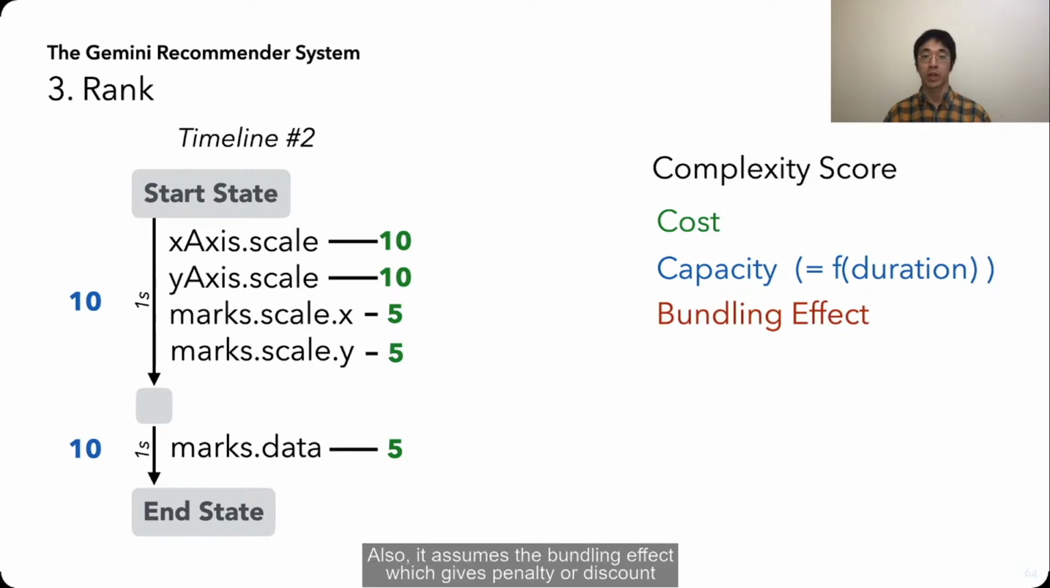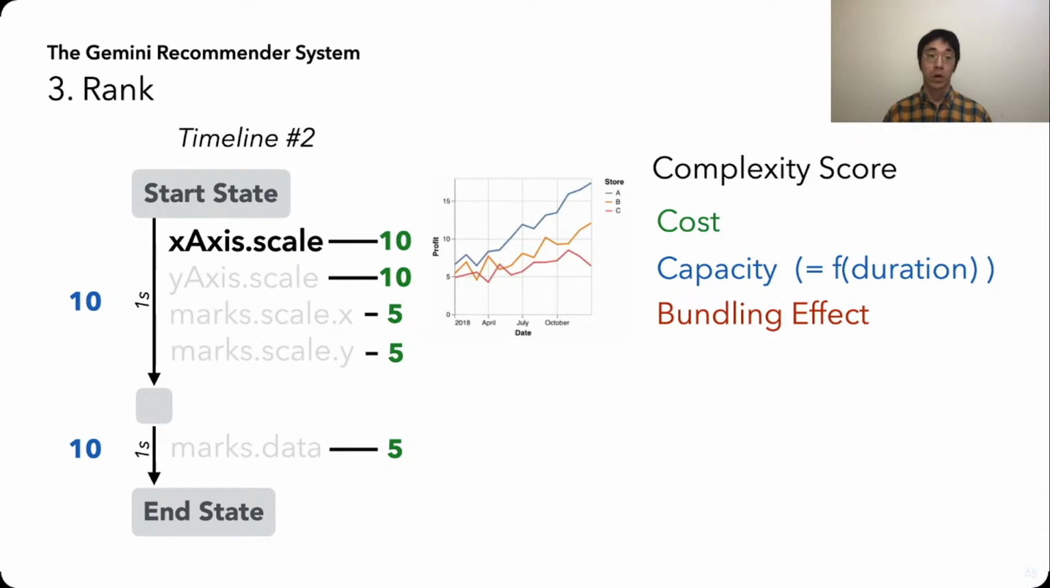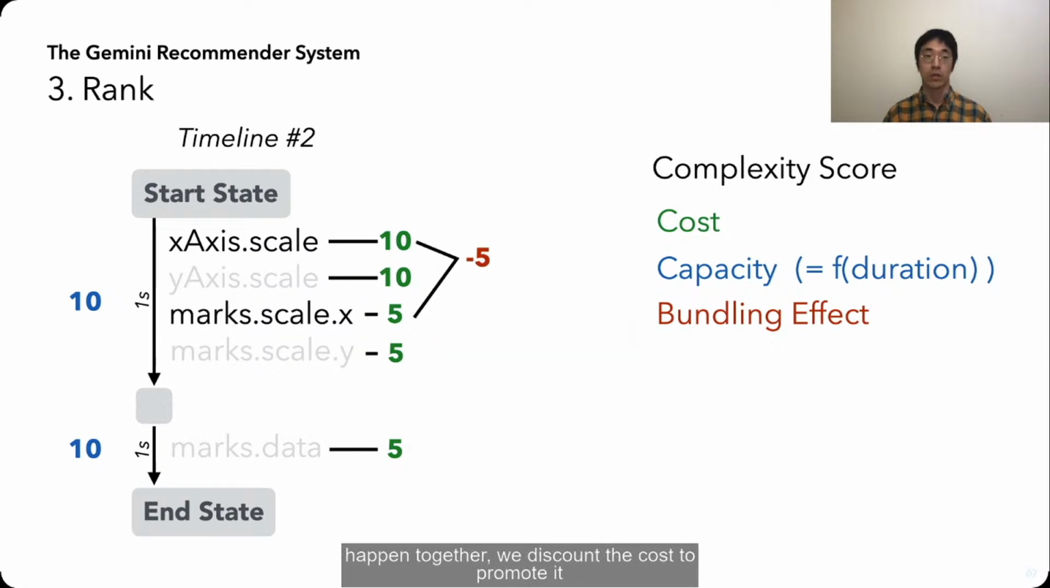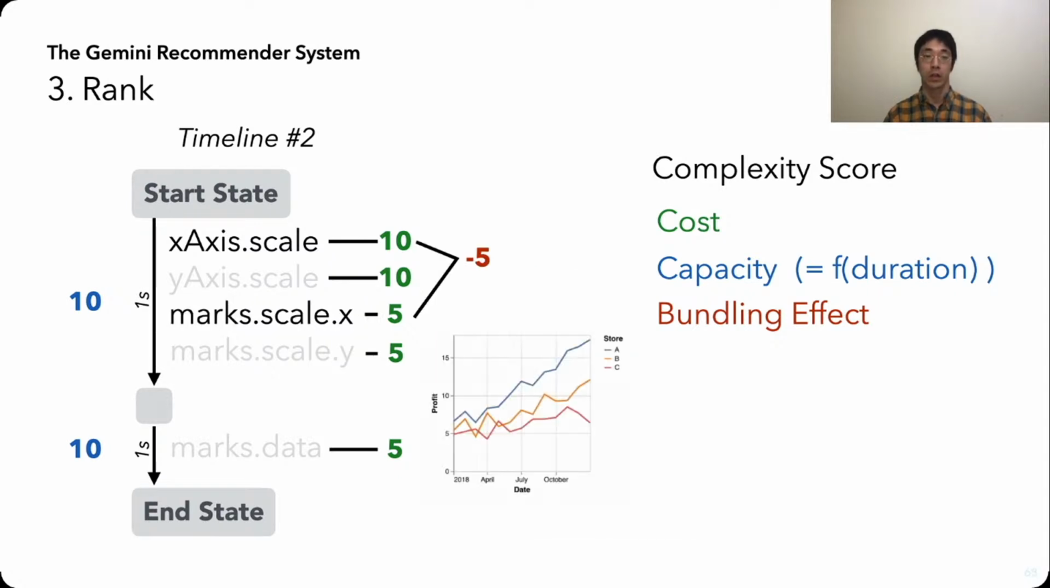Also, it assumes the bundling effect, which gives penalty or discount when certain changes happen simultaneously. For example, if this x-axis change and Mark's x-scale change happen together, we discount the cost to promote it, because it maintains a valid visual encoding like this.